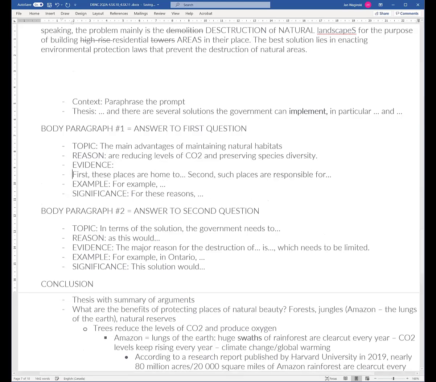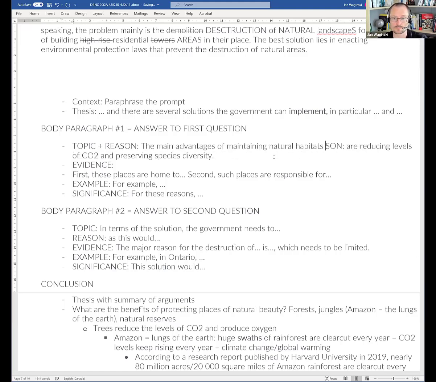This maybe means that, or that is to say, so this is our topic sentence, right? I'm going to put topic and reason together because that's what we've got here, and that's usually how it works. The main advantages of maintaining natural habitats are reducing levels of CO2 and preserving species diversity. Okay, so let's start with reducing levels of CO2.